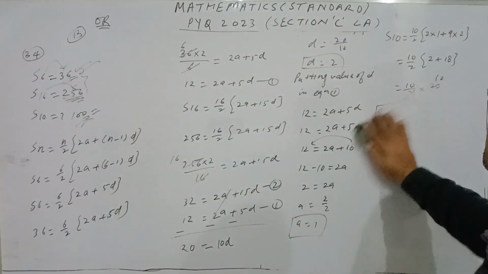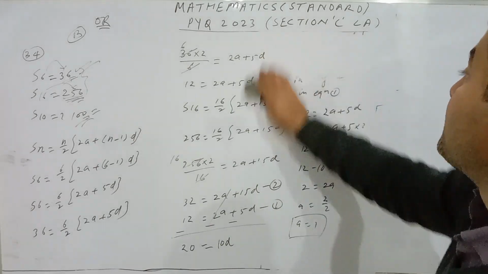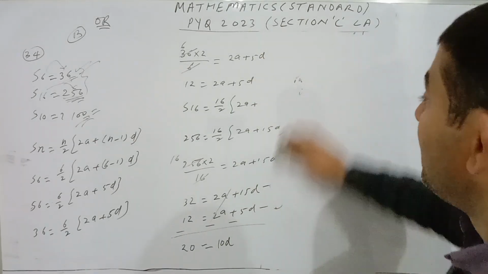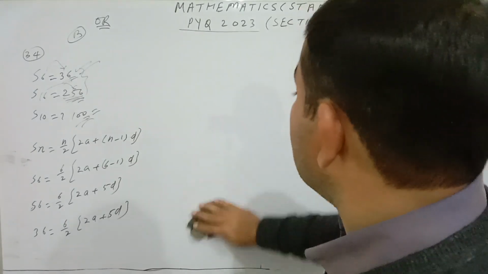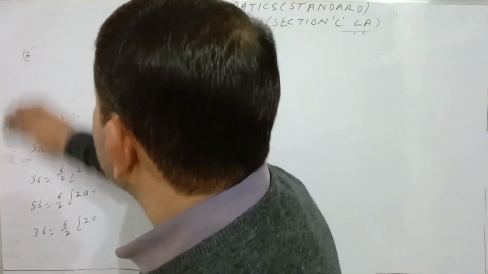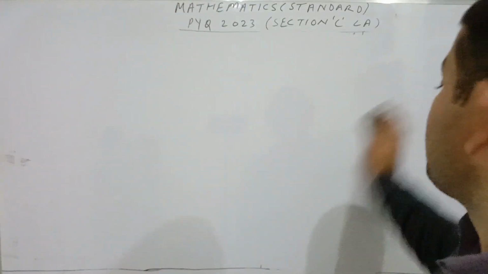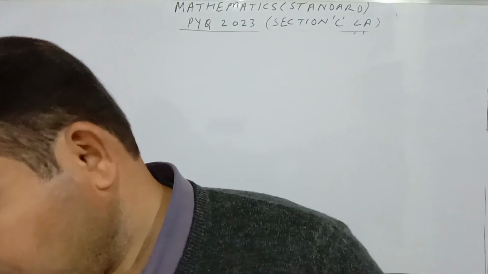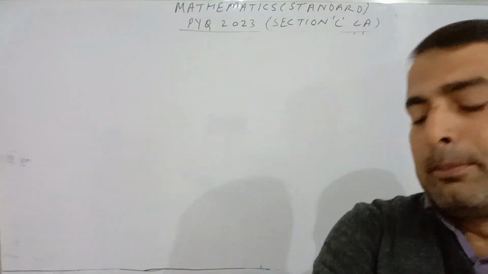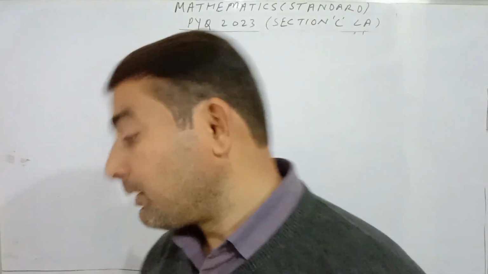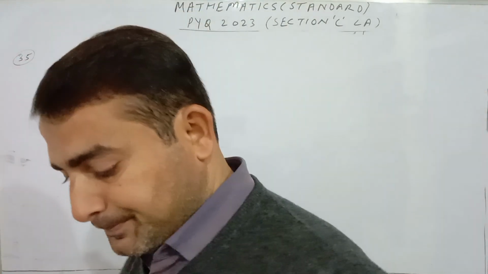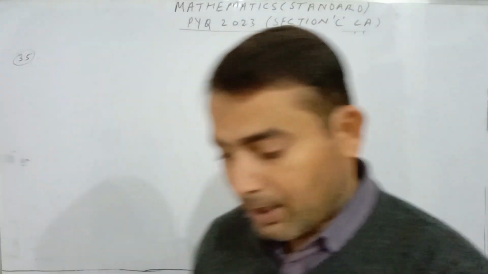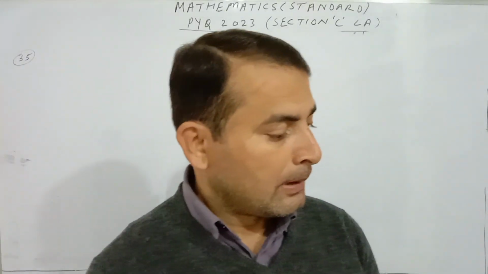We will proceed to the next question, which is from statistics. Long questions are asked from algebra, statistics, AP, and also from probability. So let's read question number 35.